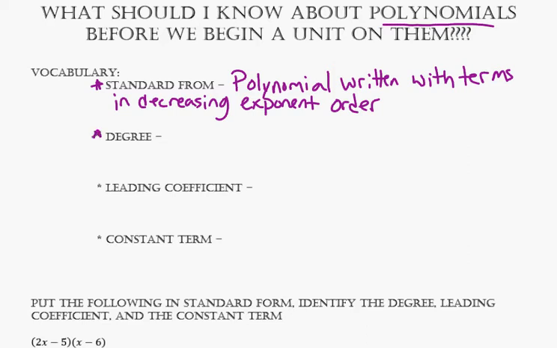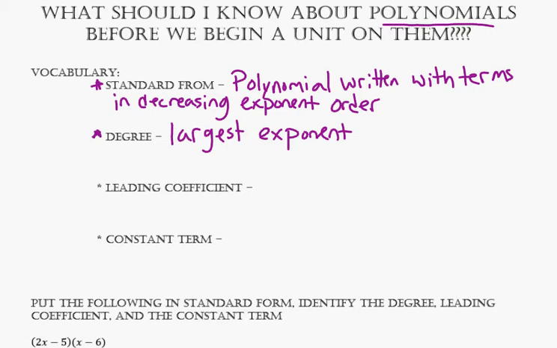Second definition, degree. The degree for us is just going to be the largest exponent. And if you think about it, in standard form, my largest exponent is always going to come first.